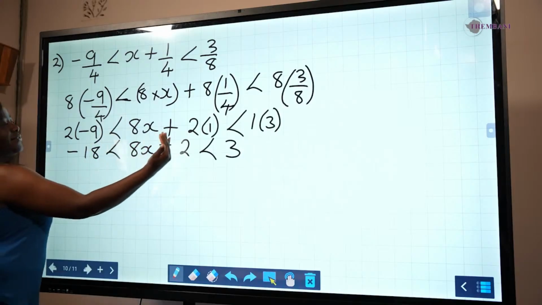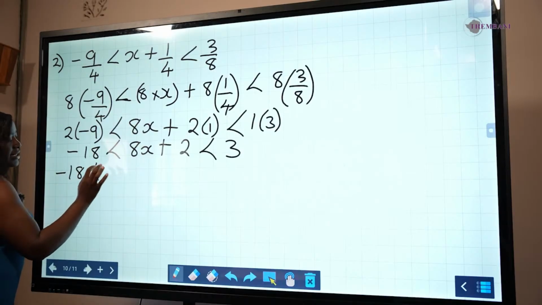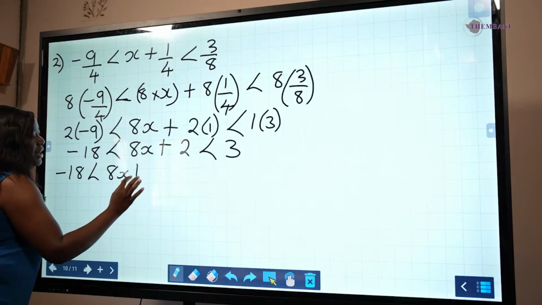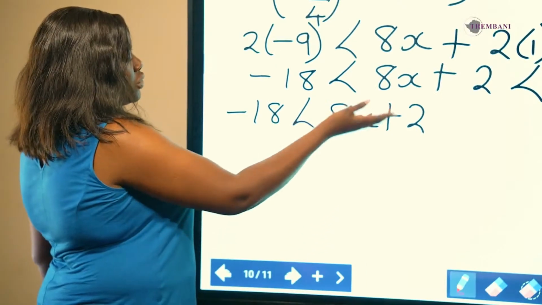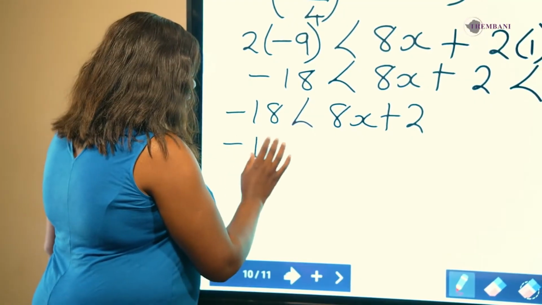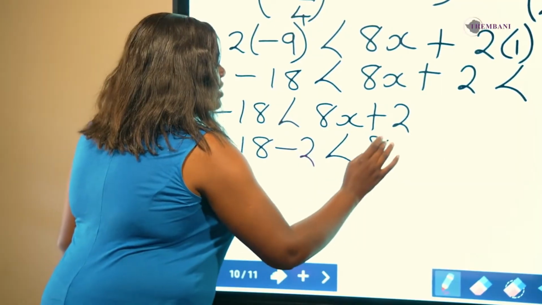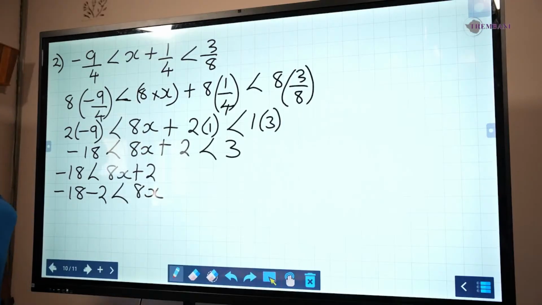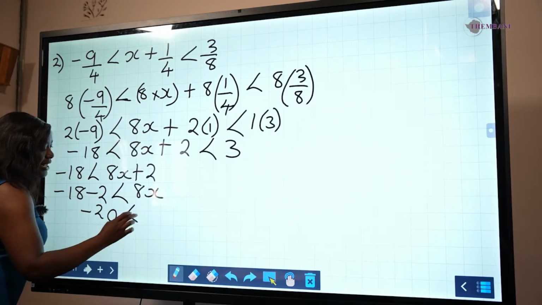So from this end, going this direction, we have negative 18 less than 8x plus 2. We end where the inequality sign is. So here we group like and like terms. I'm going to move my 2 to this side. It's going to become a negative 2. So I have negative 18, negative 2. Put my inequality sign. This side I'm left with 8x. Then negative 2, negative 18 is going to give me a negative 20, which is less than 8x.